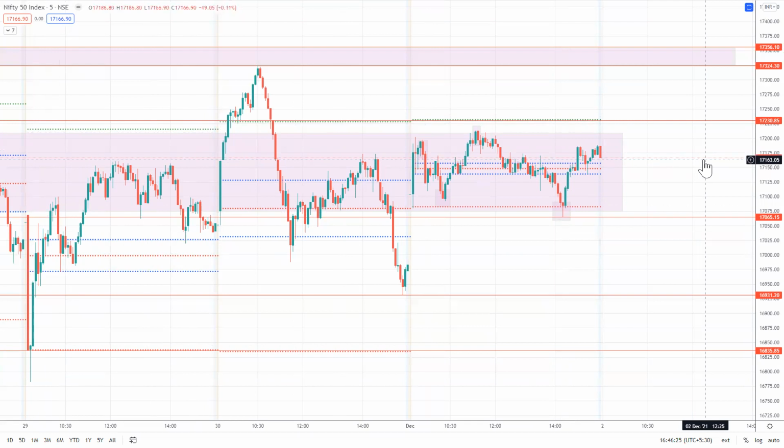You can anticipate moves on both sides, but by experience, with a narrow CPR you need to anticipate a breakout if price sustains above R1 or S1, and hopefully it helps. Then look for the next levels. So yes, it's a breakout, but we do have upper resistance, so you need to watch out for that resistance.